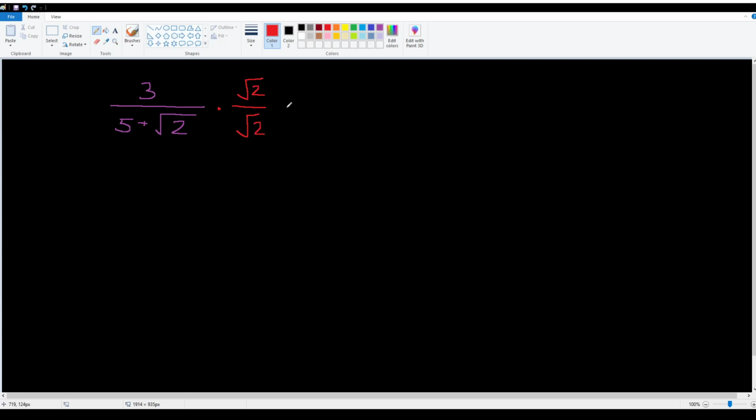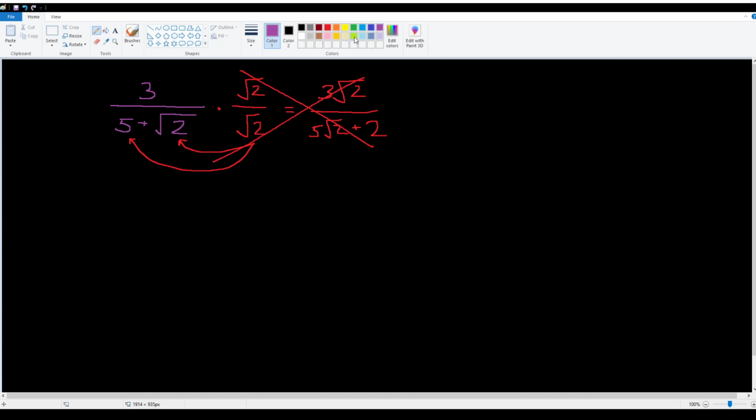So when I multiply both the top and bottom by square root of 2, the top is going to become 3 square root of 2. The bottom here, because this is a binomial, is actually going to have to get distributed to both of these terms. So this is going to be 5 times the square root of 2, and this is going to be square root of 2 times square root of 2, which is just going to become 2. But unfortunately, I haven't fixed my issue. I still have a denominator that has a radical in it. So this does not work. I can't do it this way.